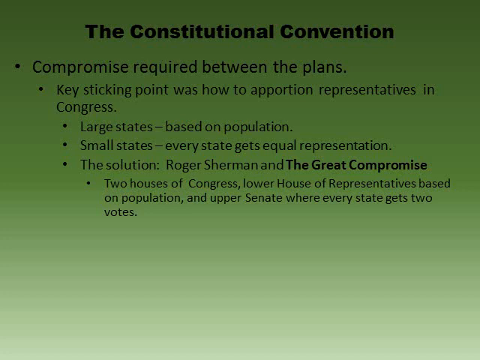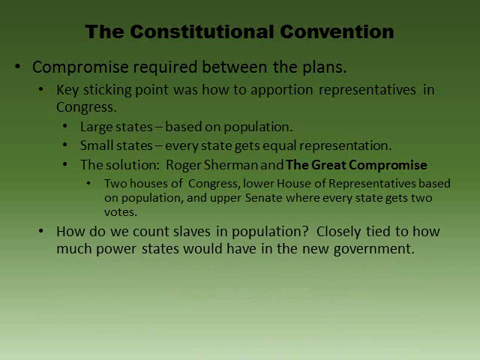Well, that compromise created a new problem, because if we're going to base even part of the Congress on the population of a state, how do we count that population? That's why we have a census every 10 years: to count the population of the different states, figure out where people live, and determine how to split up how many seats are in the House of Representatives.